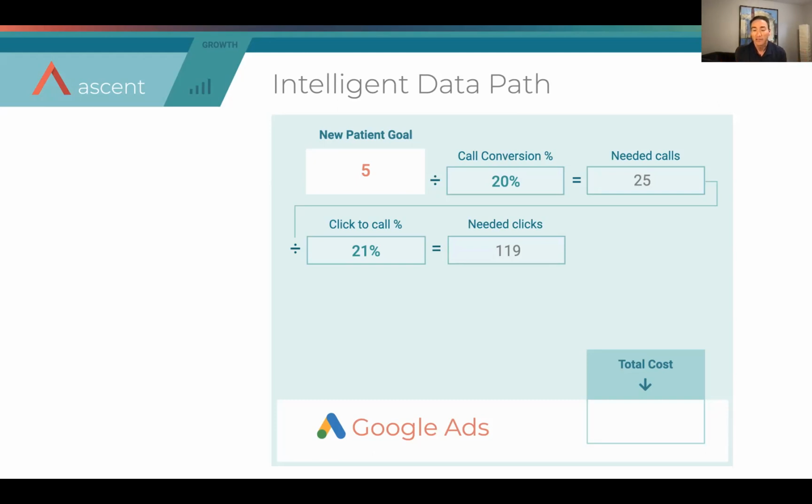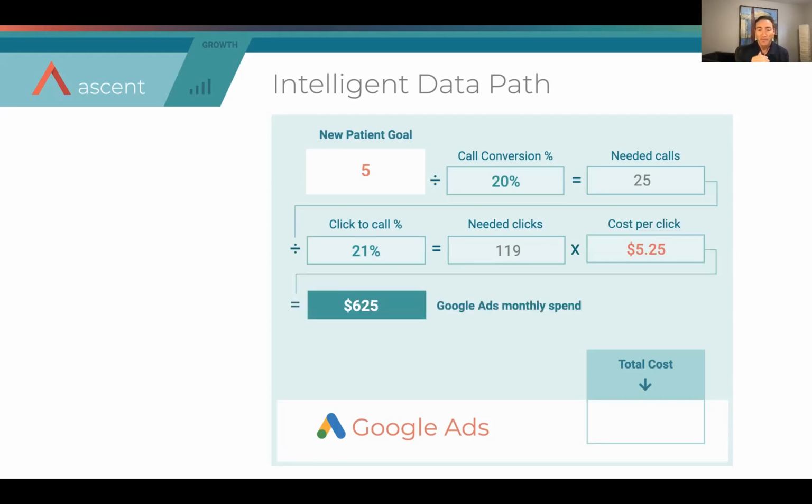Again, it depends on competition. If you're watching this, there's a good chance we contacted you because your area specifically has really low cost per click at the moment, and it gives you a really good opportunity. Let's say we look at about $5.25 per click. If you need 119 clicks and it's going to cost $5.25 per click, when you multiply those two things, your Google monthly ad spend will need to be about $625.